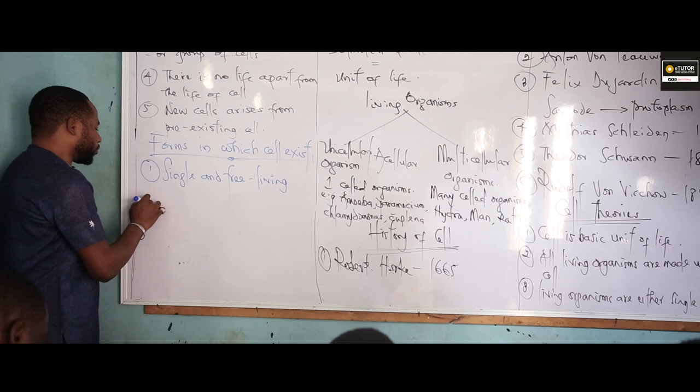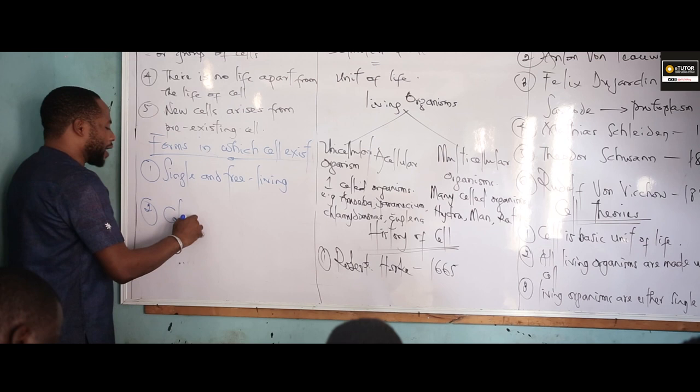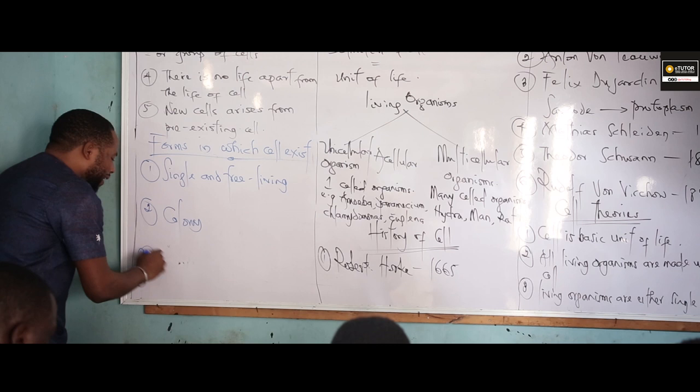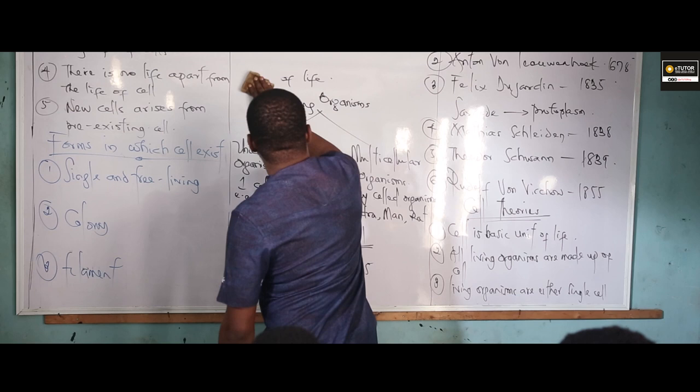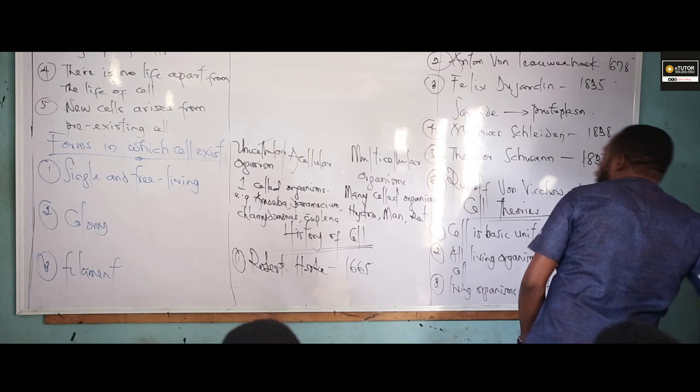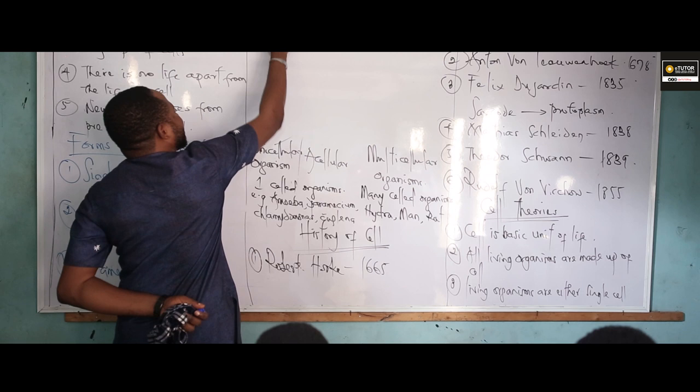Number two, they can exist as a colony. Three, they can exist as a filament. And four, they can exist as part of living organisms.